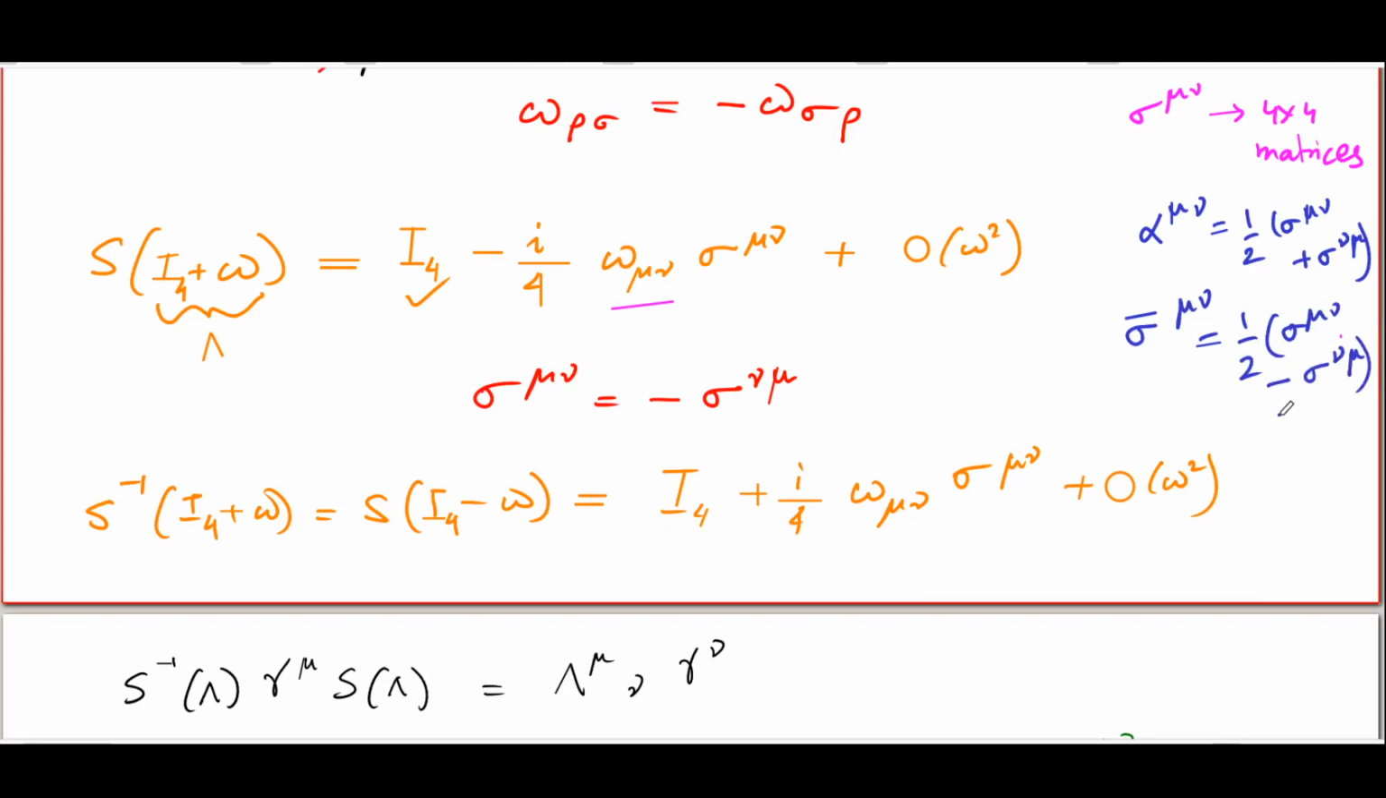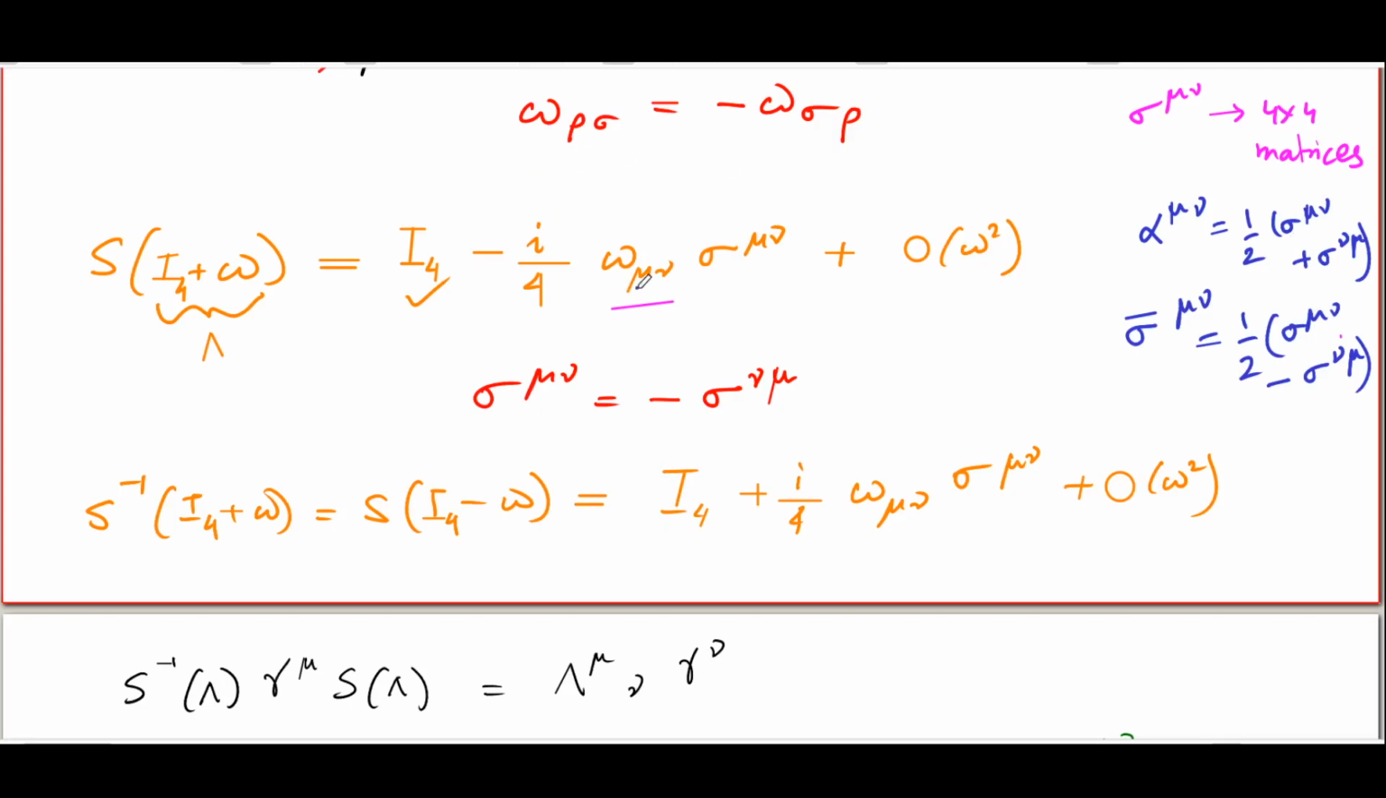Of course, if the labeling had been such that sigma mu nu were already symmetric in mu and nu, that is sigma 01 were the same as sigma 10 and so on, then sigma bar mu nu would have been 0. If on the other hand the labeling had been antisymmetric, then alpha mu nu would have been 0 and sigma bar mu nu would have been the same as sigma mu nu.